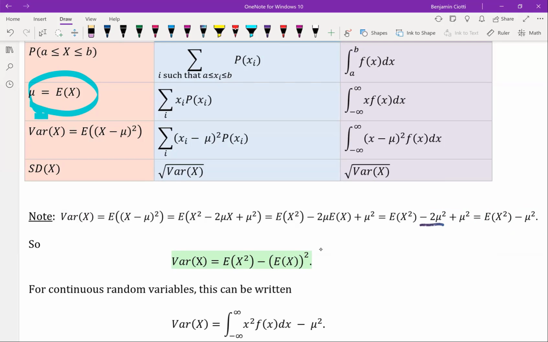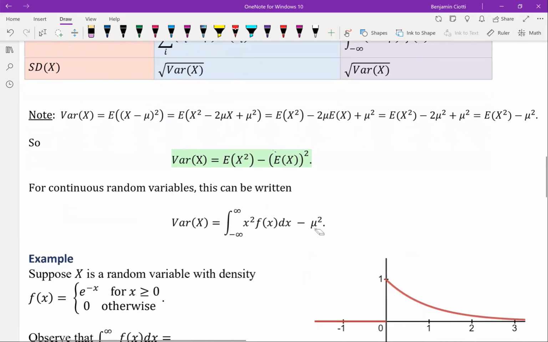So to summarize, the variance of a random variable is the expectation of x squared minus the expectation of x quantity squared. This is a very useful formula, and it will be used many times repeatedly. It's particularly useful for the purpose of computation. And in particular, in the case that we're looking at continuous random variables, you can write it using integrals as such.